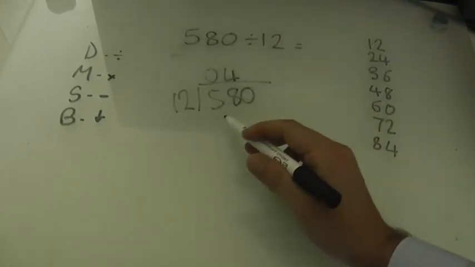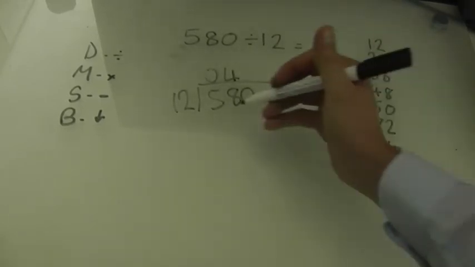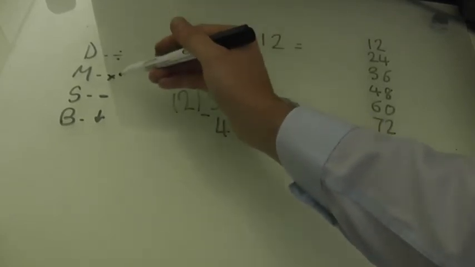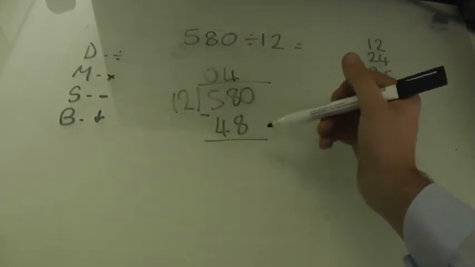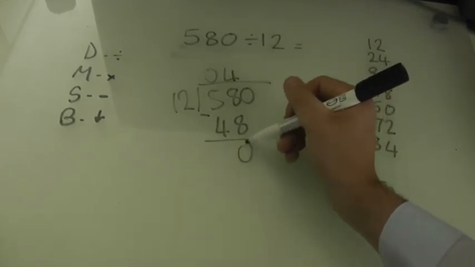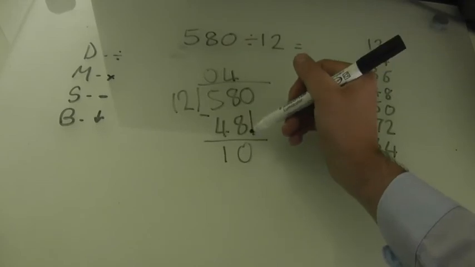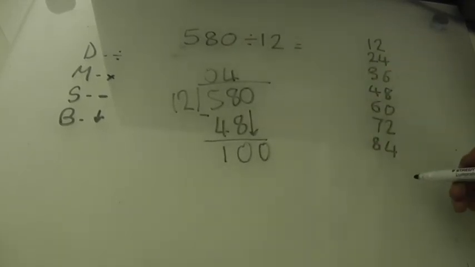And what do we need to write here? That's it, we need to write this number. So we've got 48. Subtract, because we've done our divide, we've done our multiply, we now need to do subtract. So we do 8 take away 8, which gives us 0, 5 take away 4, which gives us 1, and then we bring it down. So now we've got 100.